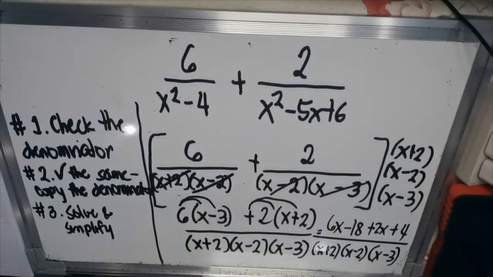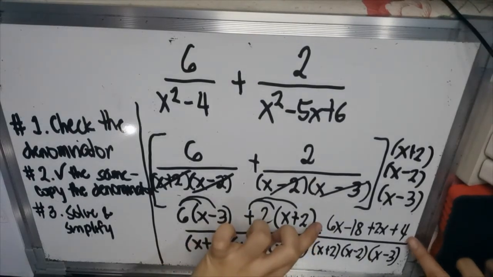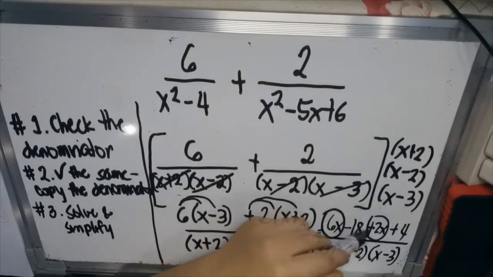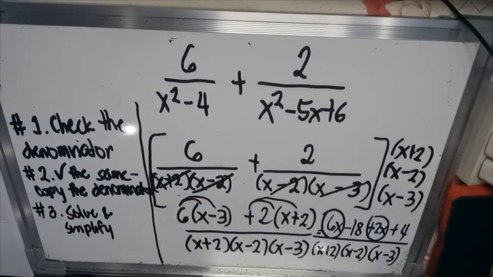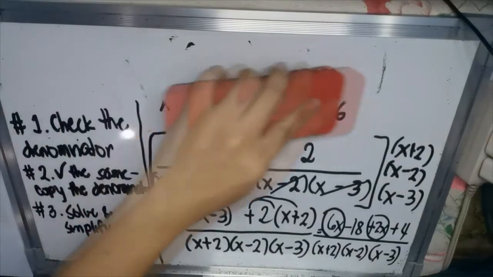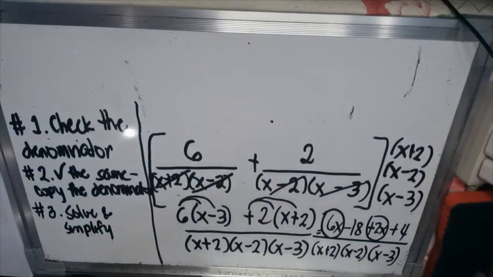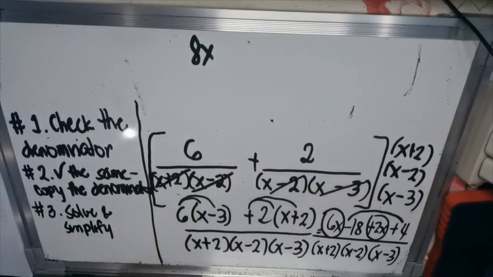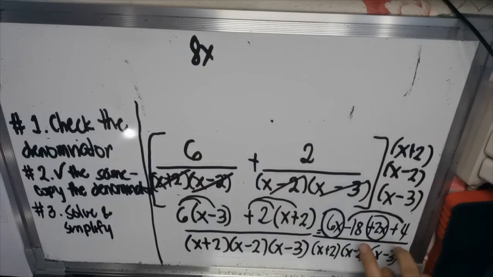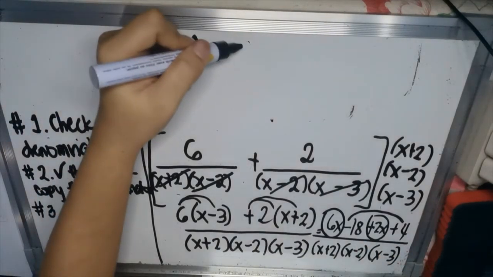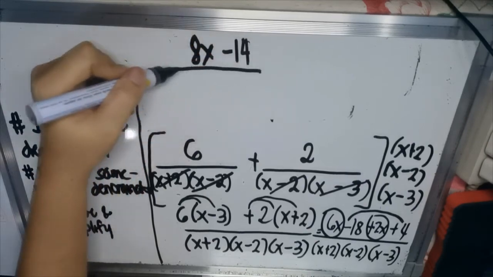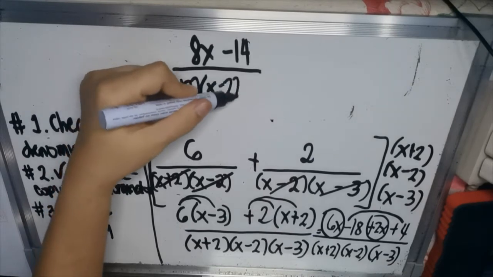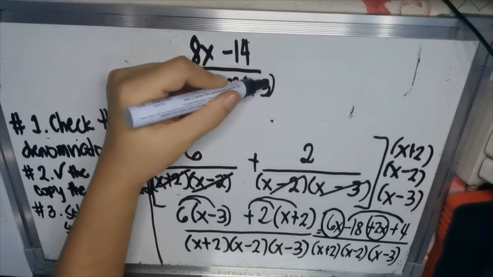Okay? And then, combine like terms. So, ang ka-like term ni 6x ay si 2x. So, 6x plus 2x, that would be 8x. Okay? Negative 18 plus 4. Same constant ng dalawa. Combine na natin. That would be negative 14. Tama? All over x plus 2, x minus 2, and x minus 3. Okay?